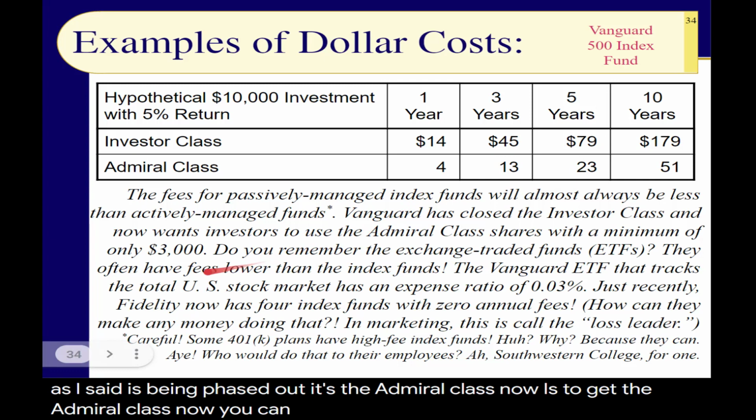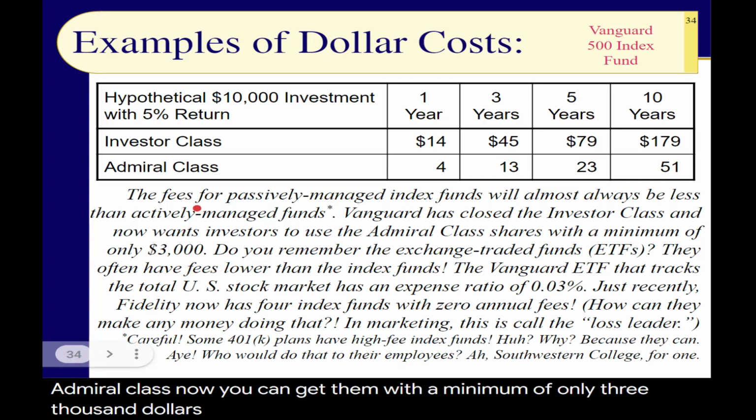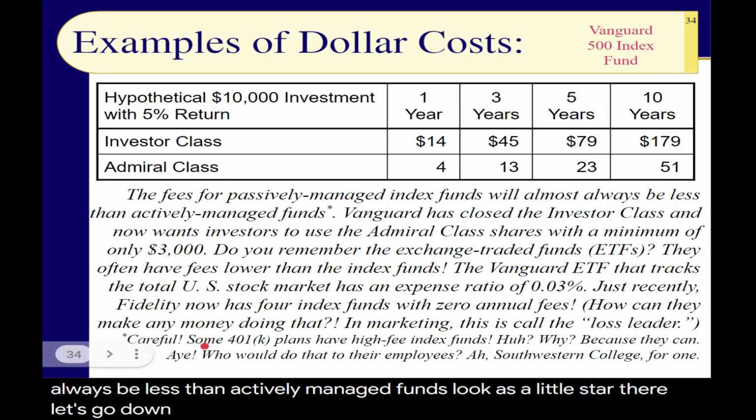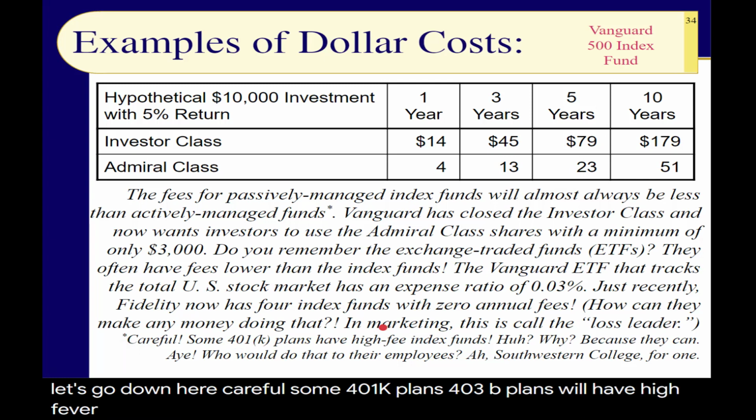Now you can get them with a minimum of only $3,000. The fees for passively managed index funds will almost always be less than actively managed funds. Look, there's a little star there. Let's go down here. Careful. Some 401k plans, 403b plans, will have high fee index funds snuck into them.